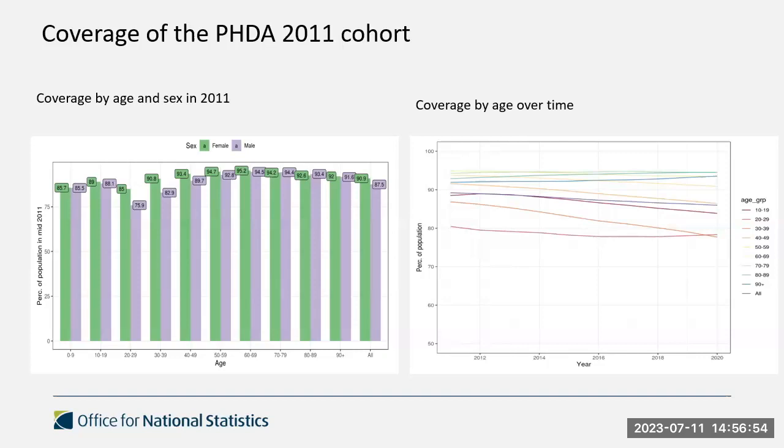Because it's a cohort that is not being replenished, obviously the coverage is decreasing over time. So we've got about 90% at the beginning, and it goes down to about 80% in 2020. The cohort is only based on people who respond to the census, so that can cause bias. For instance, anyone who's migrated to England since the census wouldn't be included in the cohort, so myself, for instance, would be excluded.